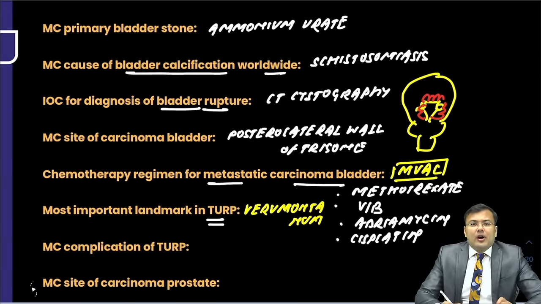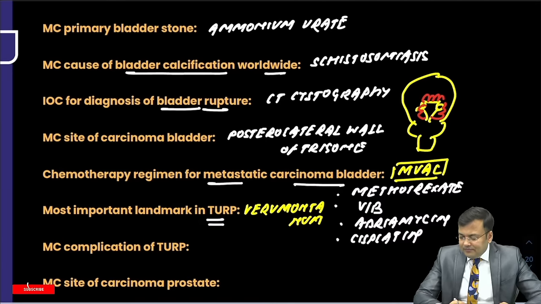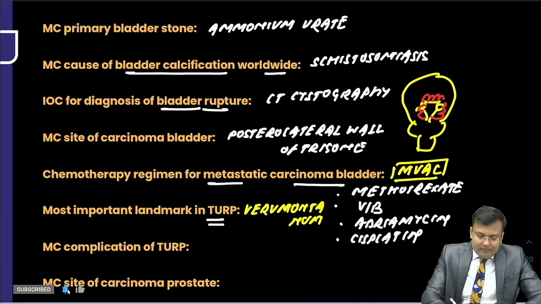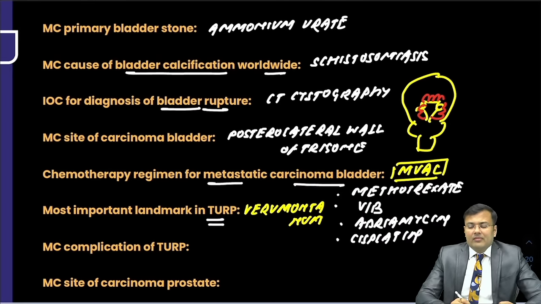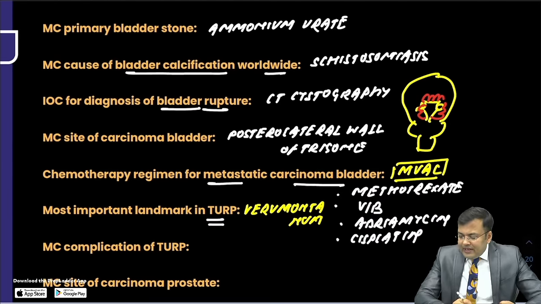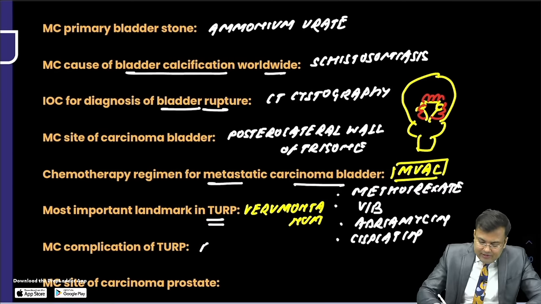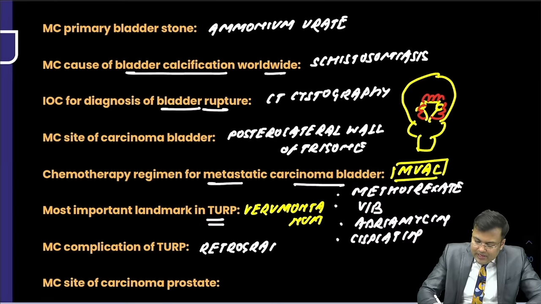What is the most common complication of TURP? Tell me, guys. Yes, there is injury of the internal sphincter. Because of that, retrograde ejaculation. Very good. Retrograde ejaculation is seen in 75% of patients.